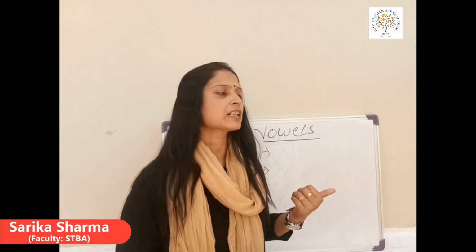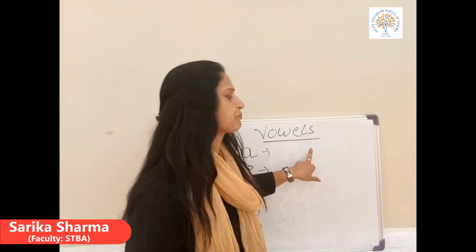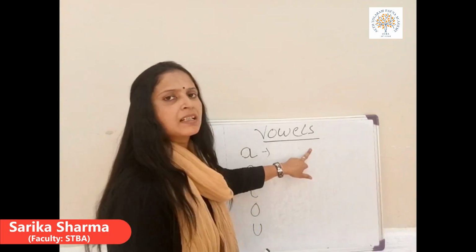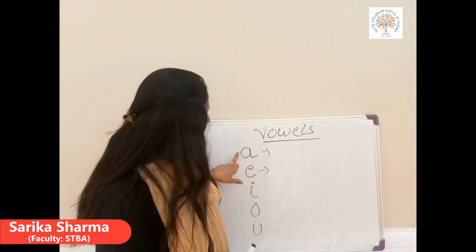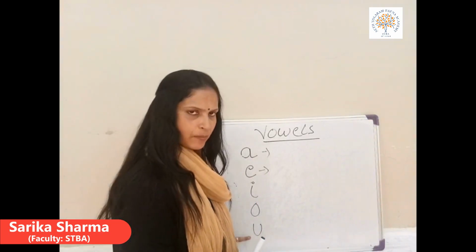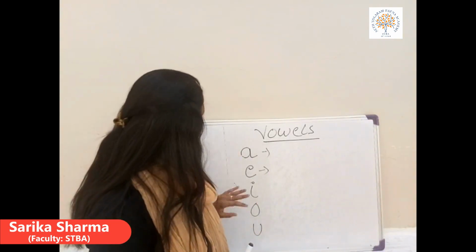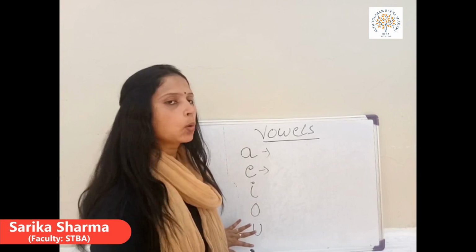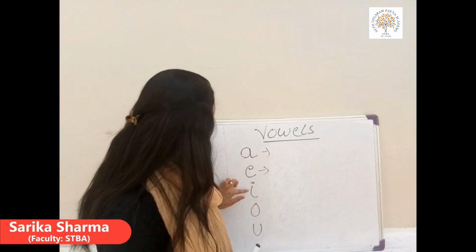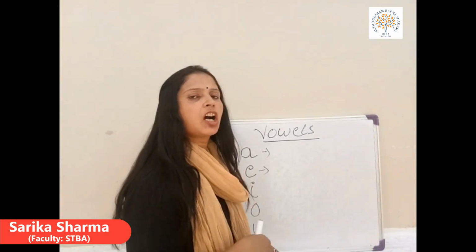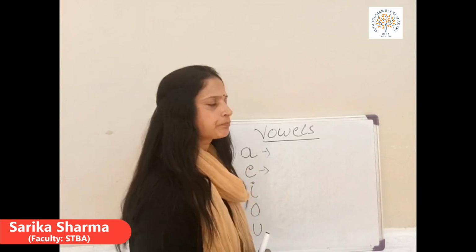But before that we are going to do the revision of our previous topic, which was vowels. As I said to you earlier, we have 5 vowel letters in our English alphabet, and those letters are A, E, I, O, U. Again I am repeating, A, E, I, O, U are the short vowels that we use.